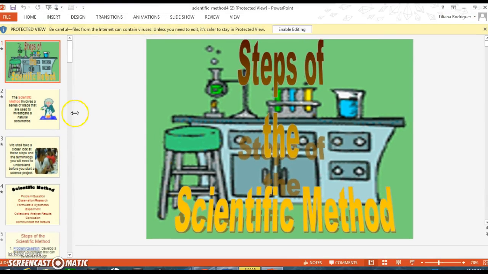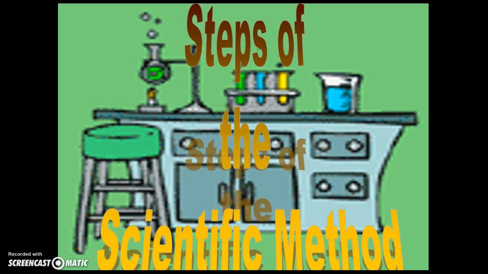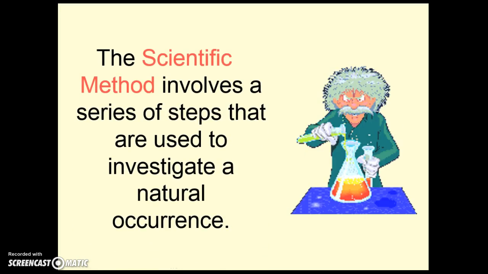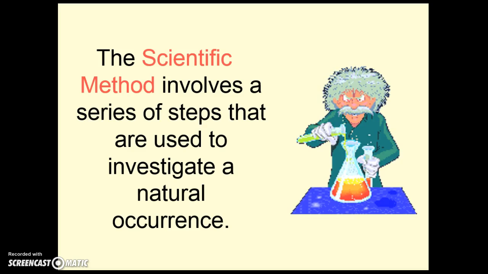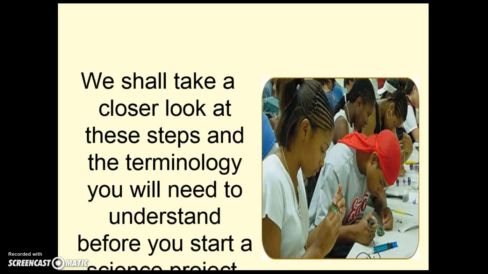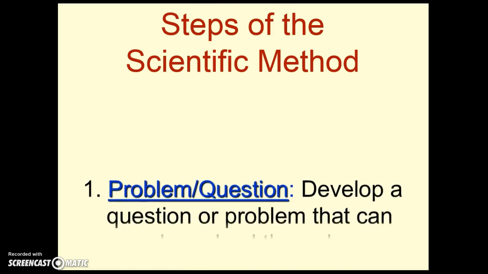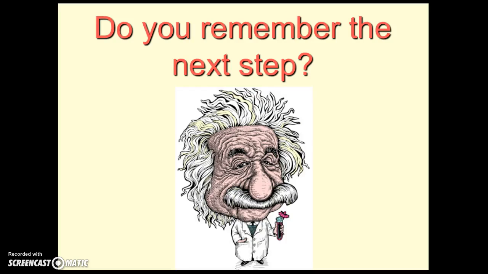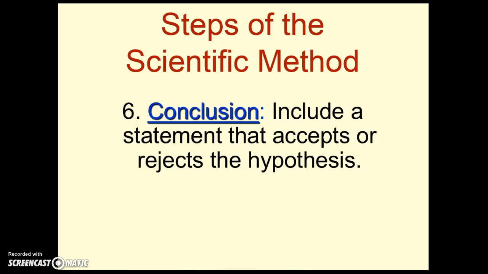Once the students are logged in, they can view it, and they can take as long as they need to view the presentation and read the information as well. Here, it explains what the scientific method is and what it involves and the steps that are used to investigate a natural occurrence. And here it gives them different examples, and it gives them what it involves, which is a problem, observation, a hypothesis, an experiment, how they collect and analyze the results, conclusion, and then how they communicate the results. I'm going to go pretty quickly here because it's a long presentation.